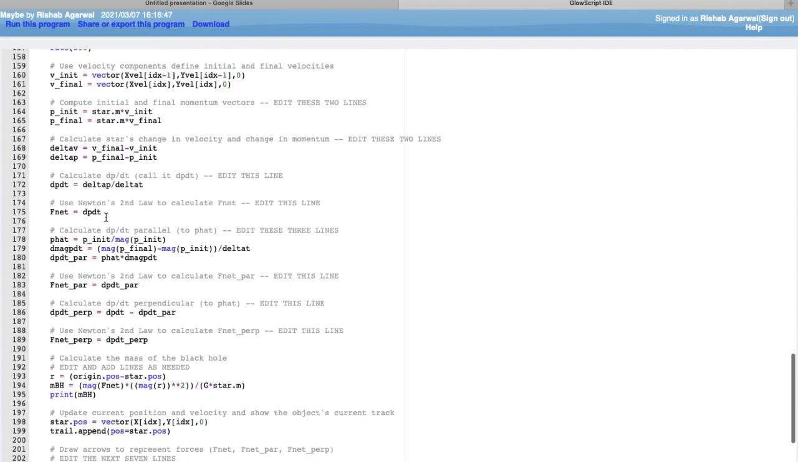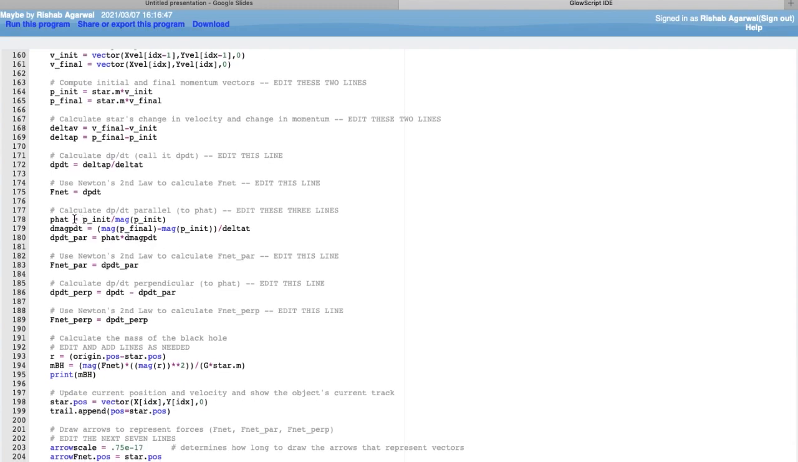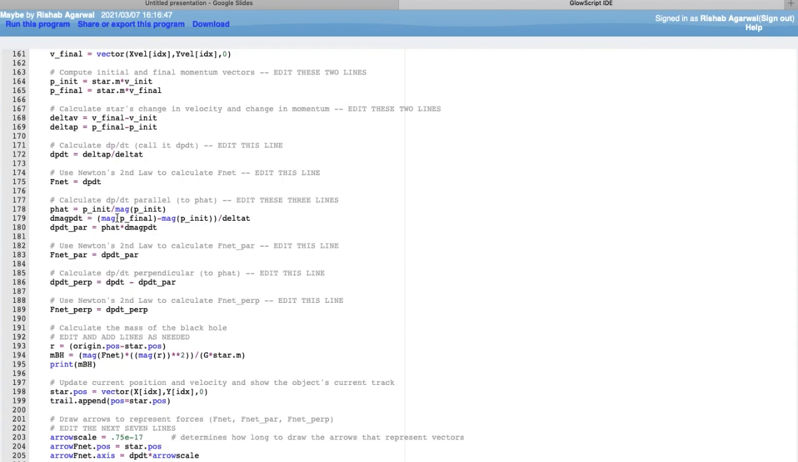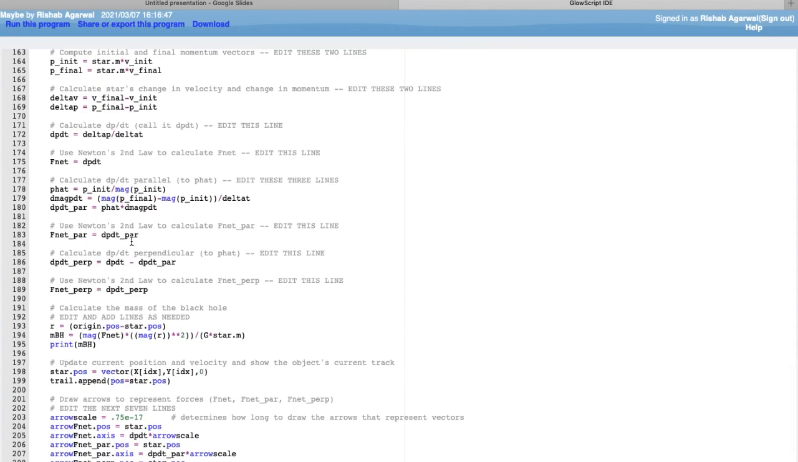We then have to split this into our different components, our parallel and our perpendicular components. First, p hat, which gives us the direction, is equal to our initial momentum divided by its magnitude. Then, our d mag p dt is equal to the magnitude of our final momentum minus the magnitude of our initial momentum divided by our change in time. And then, finally, our force in the parallel direction is equal to p hat times d magnitude of p dt. Then, we define this as F net parallel, which is equal to dp dt parallel.